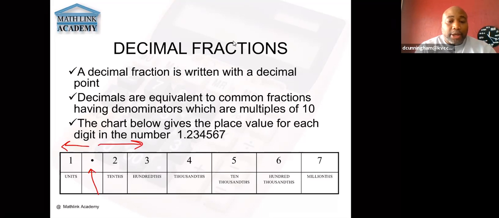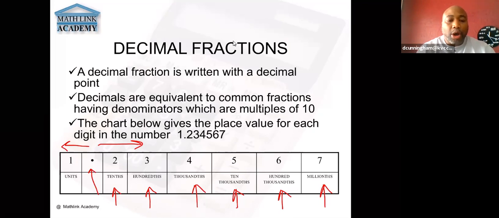immediately to the right, the 2 is the tenth. Again, we have to say it without spitting on somebody, tenth. The next unit, which is the 3, is the hundredth. Then the thousandth. Then the ten thousandth. Then the hundred thousandth. Then the millionth. And then we have ten millionth and hundred millionth.